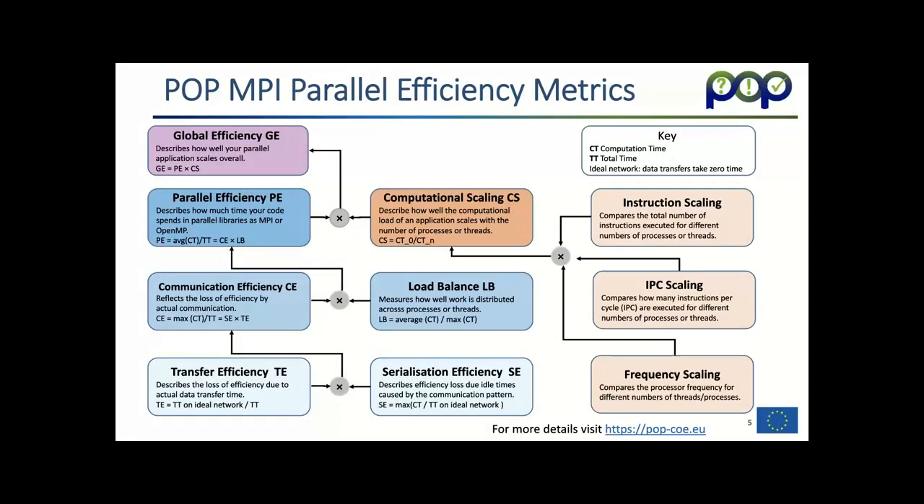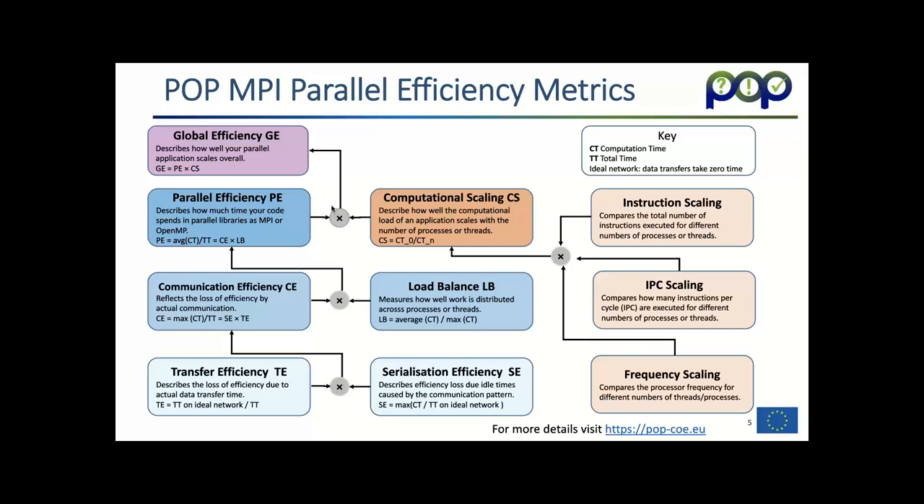So these are the POP metrics, and we have several systems of them. Here's the classical one for MPI. It's a hierarchy of metrics. There's a top-level metric, which we call global efficiency. This describes overall how well your parallel code scales. And this global efficiency is actually the product of two metrics, one which we call parallel efficiency. And this describes how much time you're wasting in parallel libraries such as MPI or OpenMP.